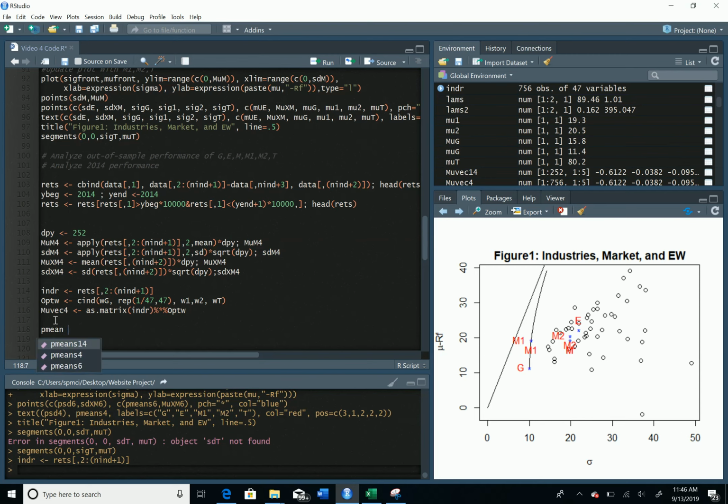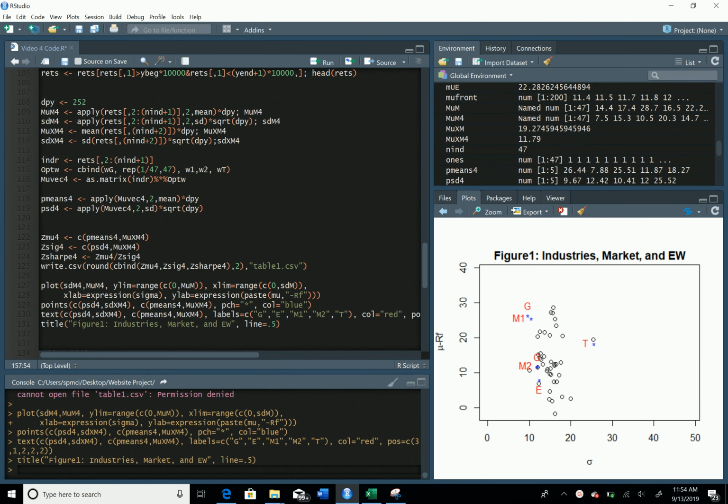So we're going to assign a variable portfolio means 4. And we're going to again use the apply function, and we're going to use the vector of means that we just calculated. And we're going to sum it up by columns. We're going to take the average, and we're going to multiply it by the number of trading days per year. And we're also going to do it for the standard deviations of the portfolio. So we'll do PSD4, and again using the apply function, the mu vector, the column vector, and we're going to take the standard deviation, and again we're going to multiply it by the square root of n, or the number of trading days per year. Those were the only necessary calculations for this video.